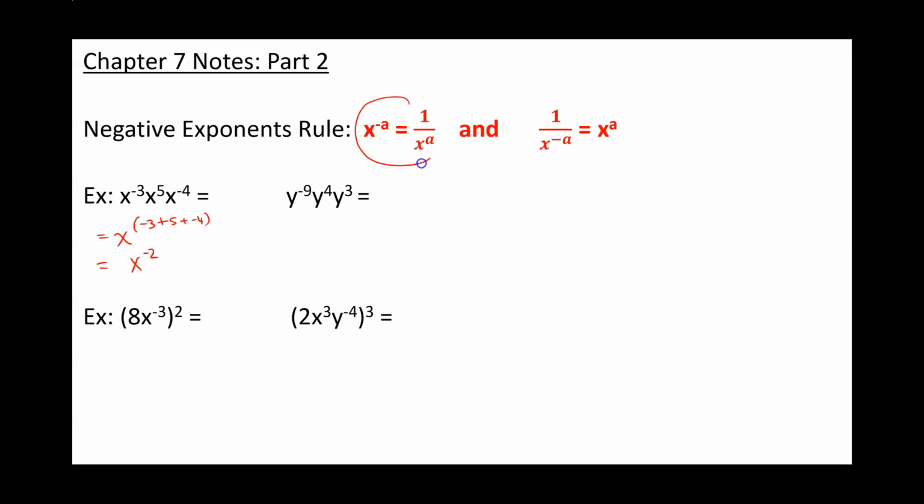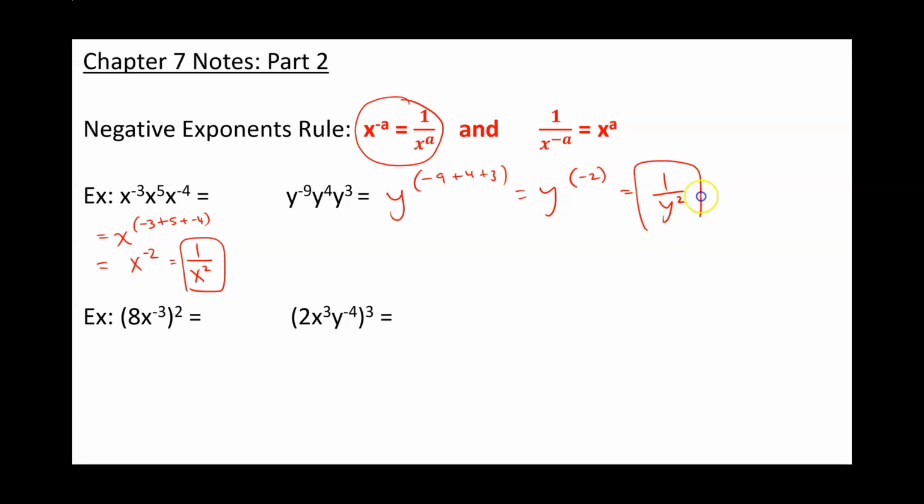And according to the negative exponents rule, if you have any x to the negative exponent, it goes to the other side and becomes positive. So it goes to the denominator and becomes 1 over x squared. Okay, let's take a look at the next one. We have y. Because we're multiplying 3 different y's, it's going to be negative 9 plus 4 plus 3. Negative 9 plus 4 is negative 5, and negative 5 plus 3 is negative 2. And this is going to be 1 over y squared.